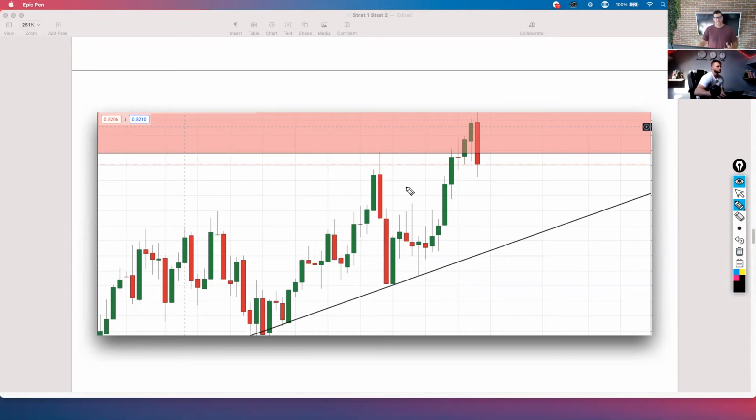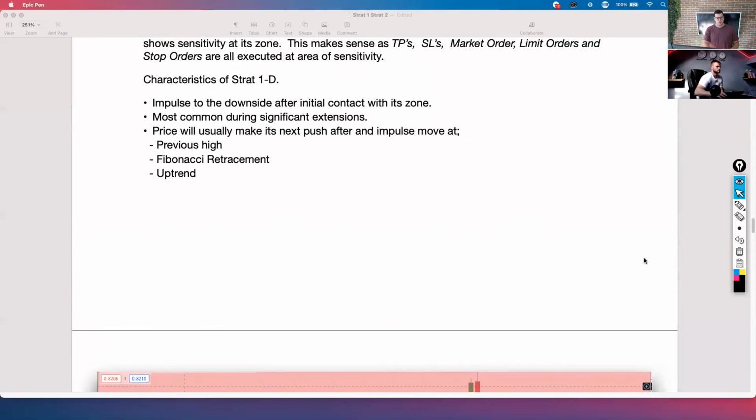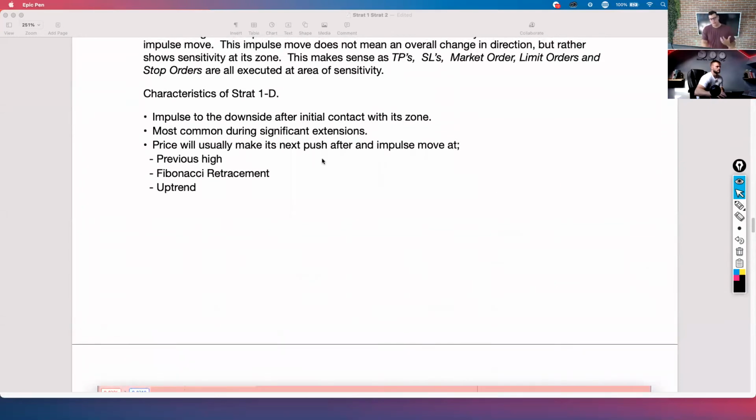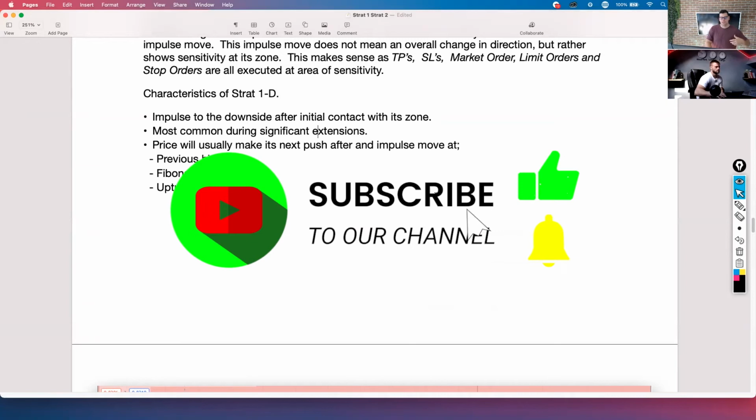Where is exhaustion likely to begin? At the next area of significant sell pressure. In this case, because it reached a zone, we're going to call it an impulse move. And we know that there's going to be another injection of buy pressure. Okay, and it's high probability when there's an extension from its mean, from its averages, from its trend. So that's the most common during significant extensions. Price will usually make its next push after the impulse move at previous high, Fibonacci retracement, or uptrend.